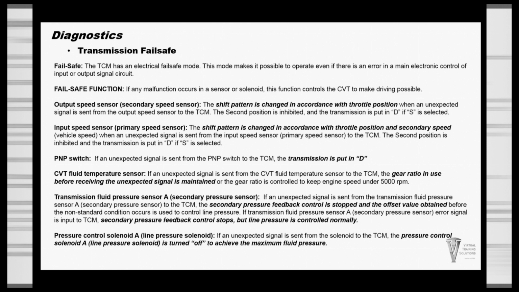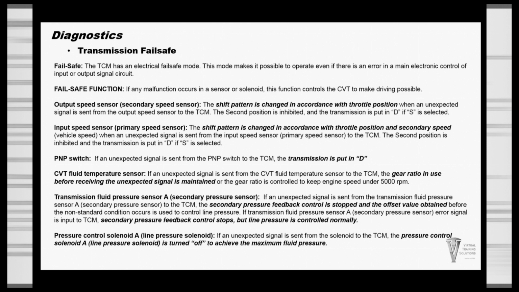So let's say we lose an output speed sensor. You have a secondary speed sensor code. The shift pattern is changed according to throttle position when an unexpected signal is sent from the output speed sensor to the TCM. So what they're basically saying there is it sees an output shaft speed sensor code. It's going to say, okay, we're having a problem, but we're going to go ahead and shift the transmission or change the range by the throttle angle, the throttle percentage.